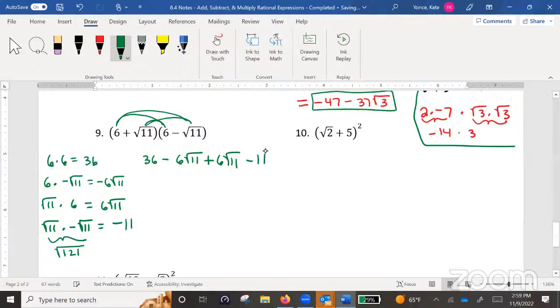Just minus. Square root of 11 times negative square root of 11? Because what's square root of 11 times square root of 11? Okay, Duncan, thanks. Yeah, it's negative square root of 121. We're not subtracting. It's not square root of 11 minus square root of 11.